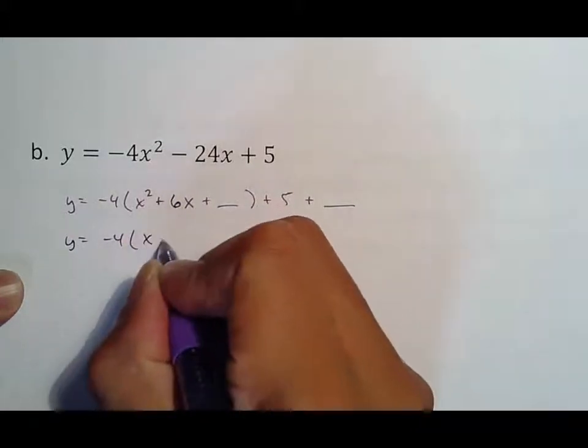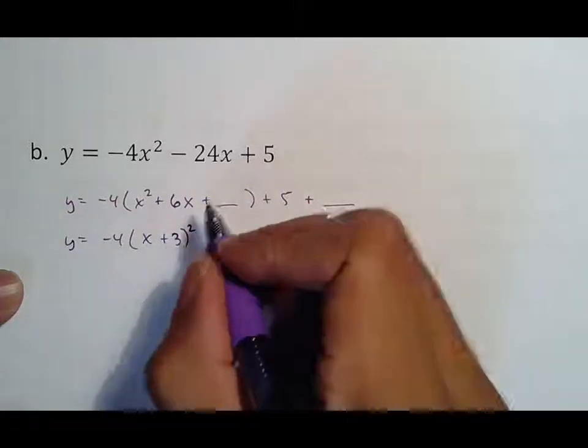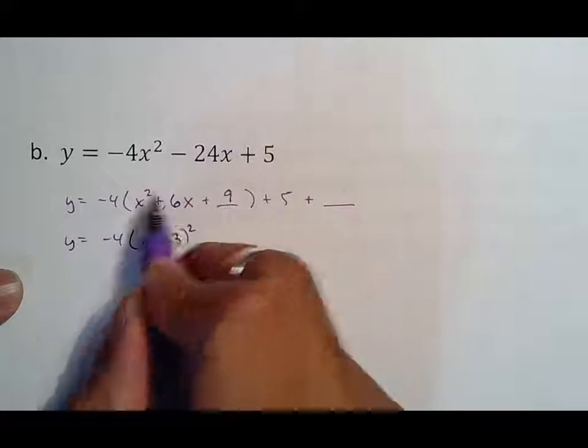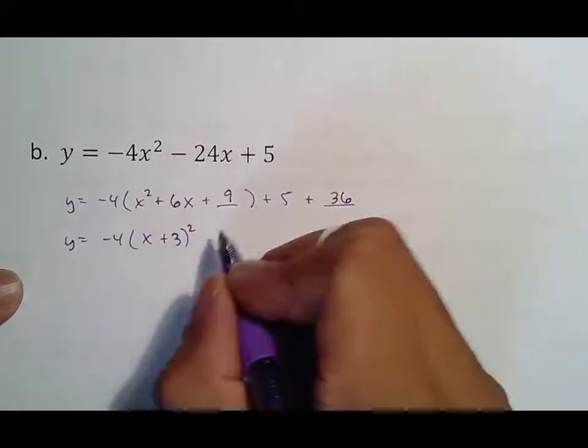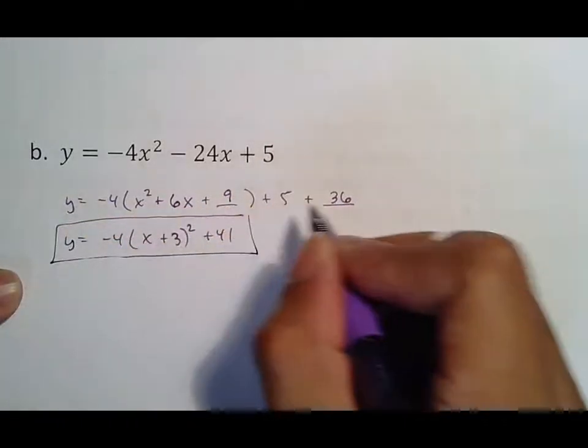Negative 4 times x plus 3 squared, again, because you cut that number in half. 3 turns into 9. 9 is getting multiplied by negative 4 to make negative 36, which means I want to add a positive 36, which means I would put plus 41 as my answer.